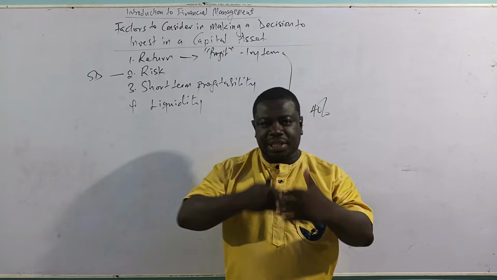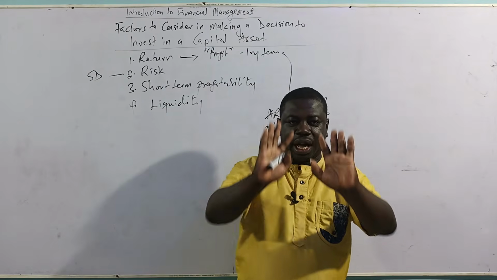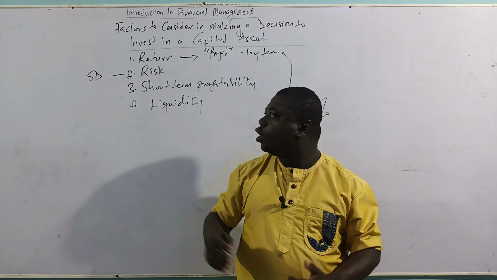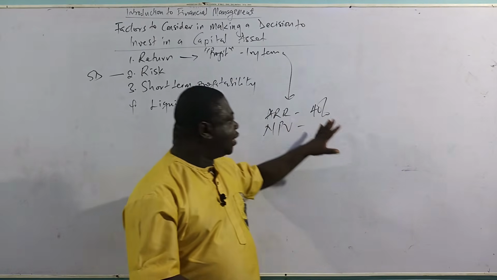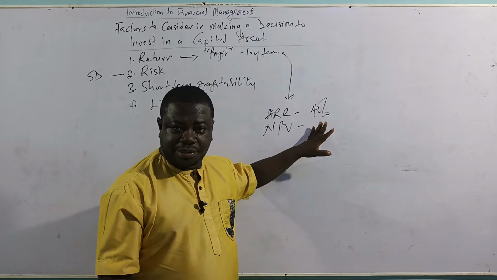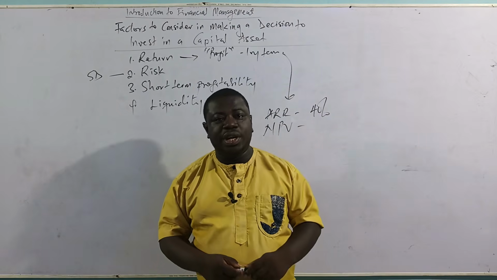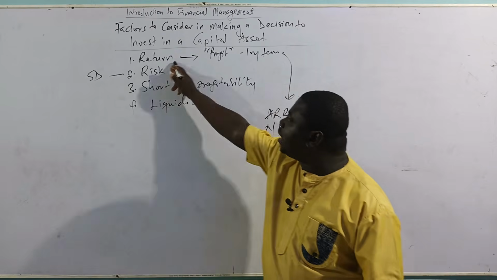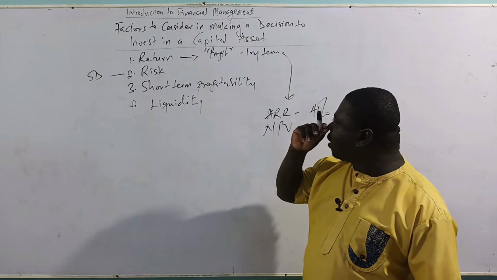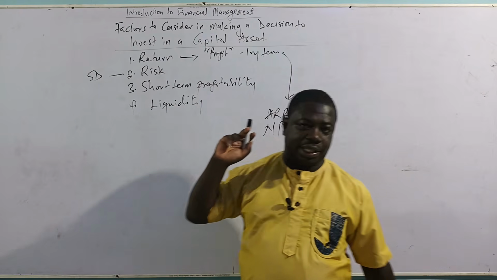Okay, but here I'm just taking you through the fundamentals, the basics of what we are going to look at as we move on. So we consider the risk, and I'm saying that risk is the chance that the actual return might not be the same as the expected return. And we are saying that risk can be measured quantitatively through the standard deviation. Okay, so that is what we are talking about. So we consider the return before putting money in any capital project. We consider the risk, and then also we consider the short-term profitability.